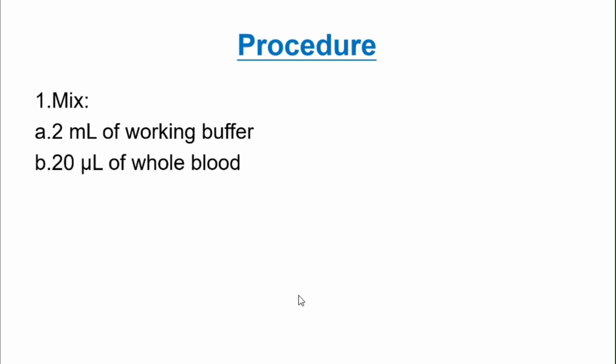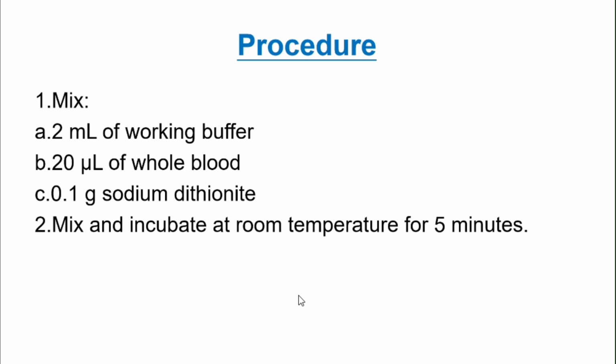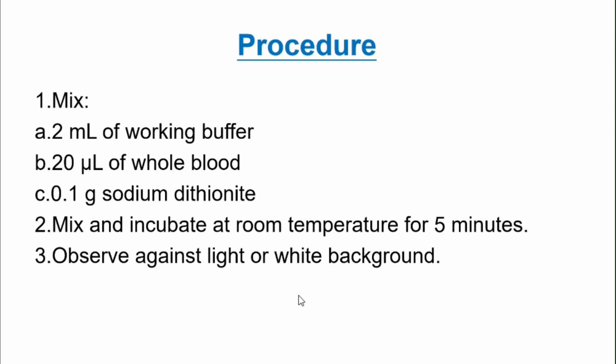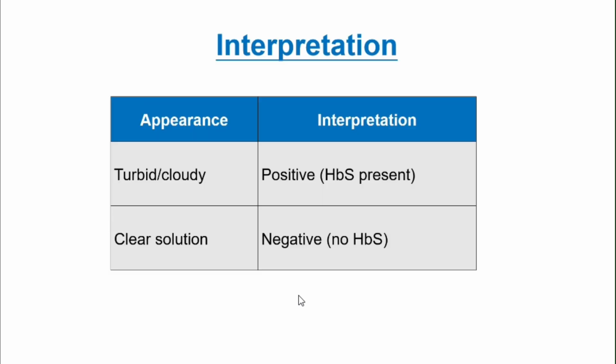Then the procedure: we mix 2 ml of working buffer with 20 microliters of whole blood along with 0.1 gram of sodium dithionite. We'll mix this and incubate at room temperature for 5 minutes, then observe against a light or white background. Then the interpretation is, if it is turbid or cloudy, it determines that HbS is present. If the solution is clear, then the test is negative and there is no HbS.